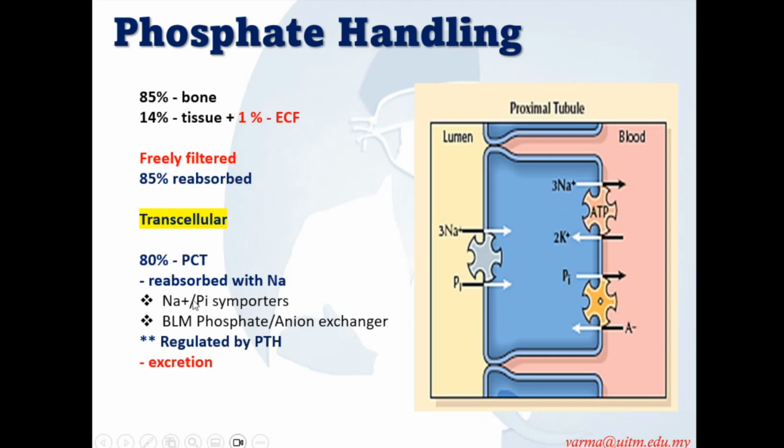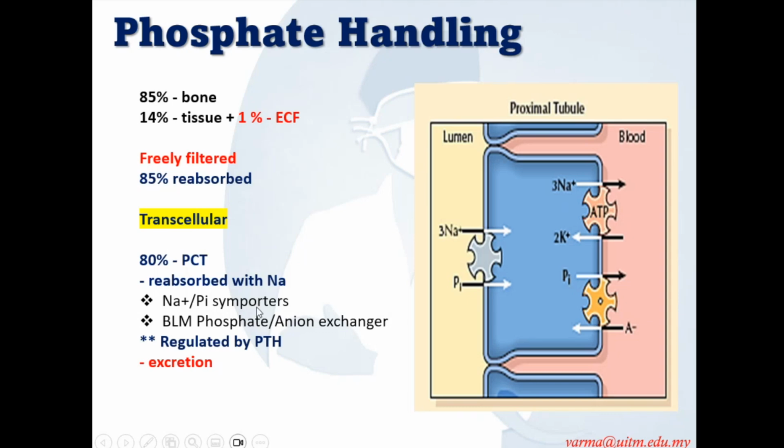It works via a sodium phosphate symporter. This importer again uses the chemical gradient, which is maintained via the energy driven sodium potassium ATPase pump. Low sodium concentration here, so sodium is being brought in by this importer along with the phosphate. And at the basolateral membrane, there is an unknown phosphate anion exchanger where phosphate is getting reabsorbed. This is regulated by PTH.